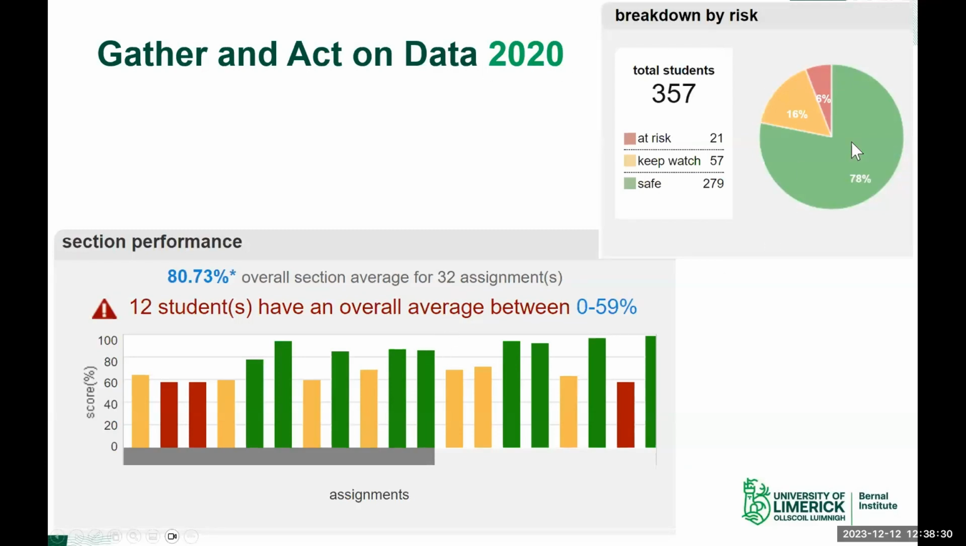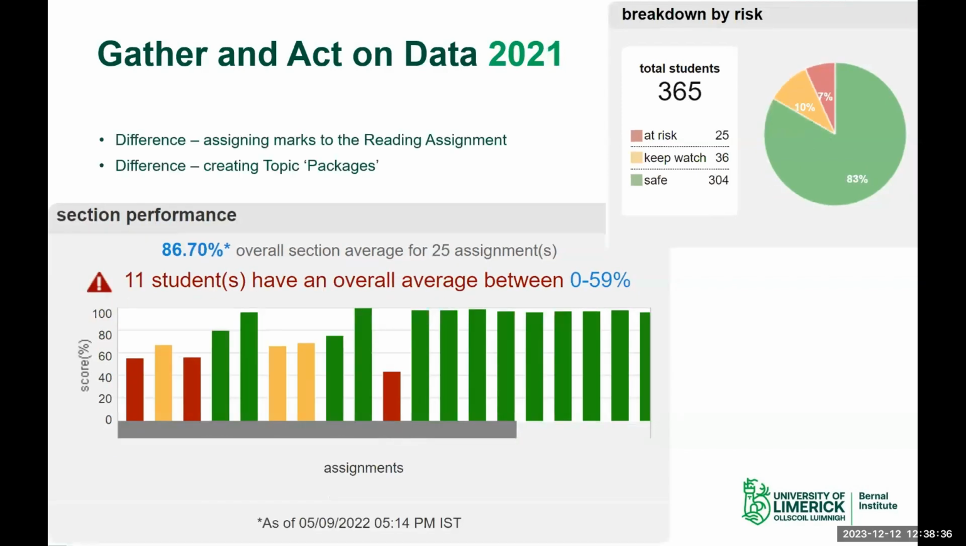As you can see here, this is 2020 when I first did it. I didn't really know what I was doing at the time, but I got a little bit better. You can see the greens are starting to get bigger because people are getting more and more engaged in the concept of it. On the top right, you can see 304 students out of 365 are quite good, 36 keep watch, and the 25 are all the people who pulled out of the course.